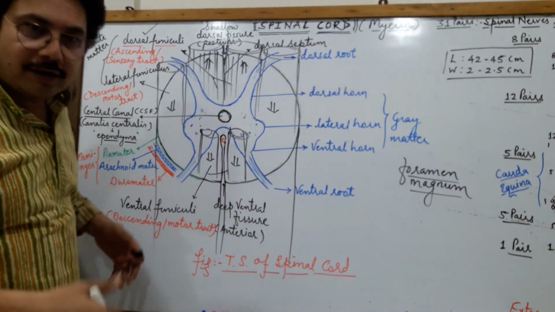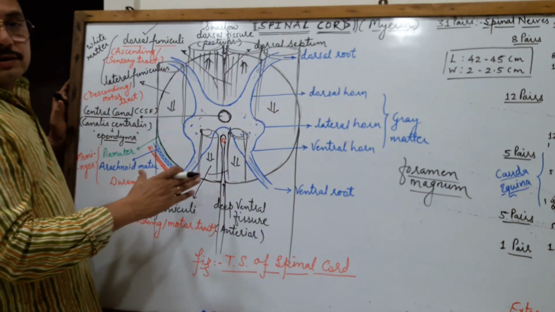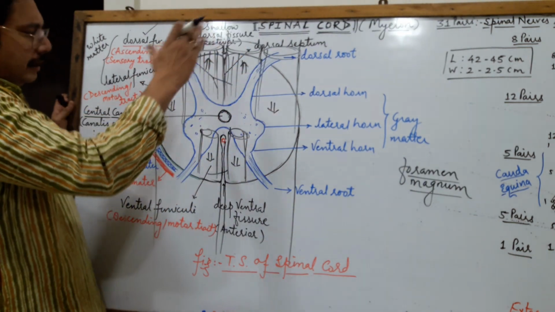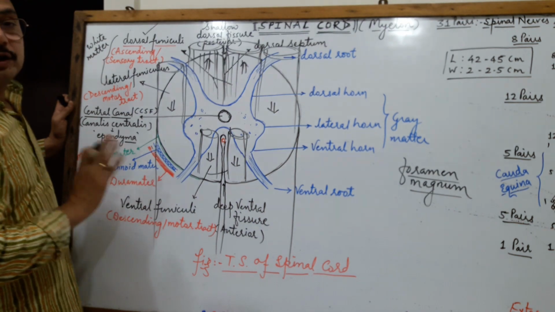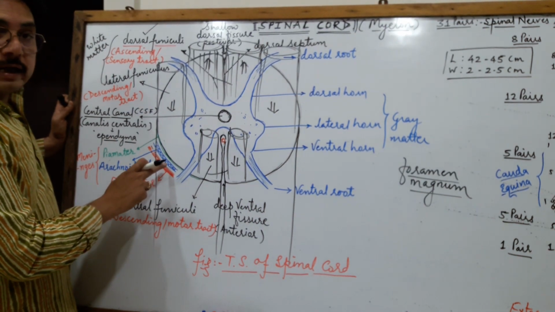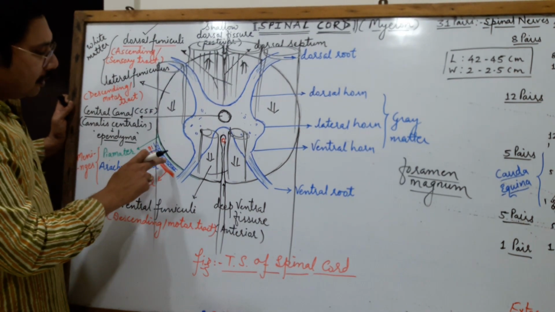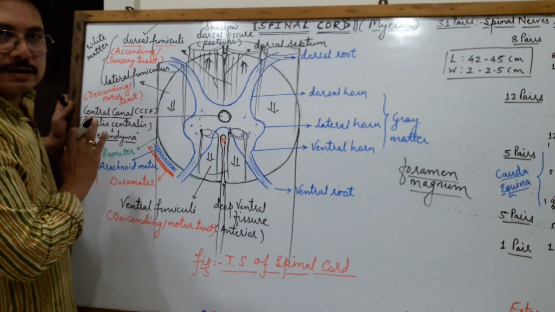So in this way, it is about the internal structure, and no doubt, just like the brain, the spinal cord is again covered by 3 meninges. One is the innermost pia mater, the middle is the arachnoid layer, and the outermost is the dura mater, with subdural and subarachnoid spaces.